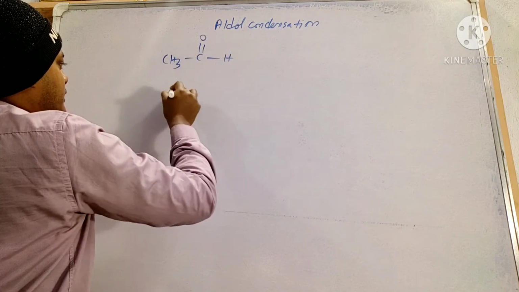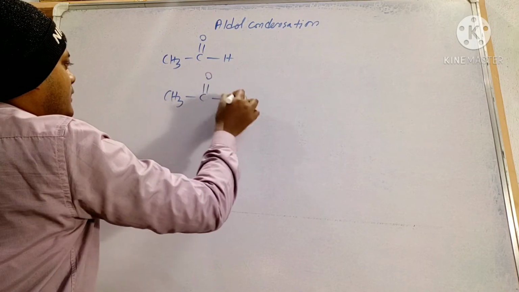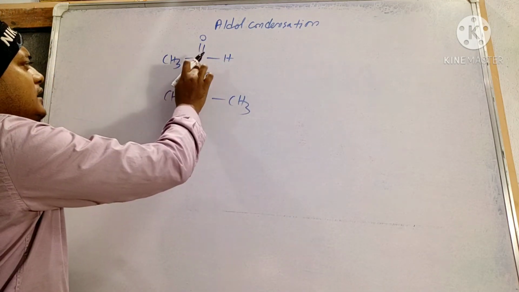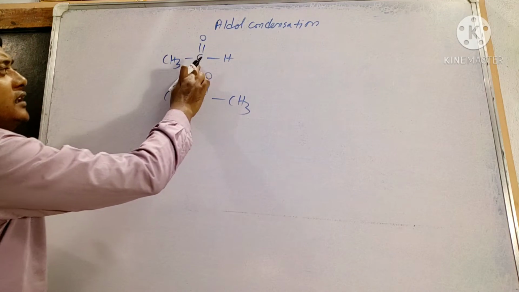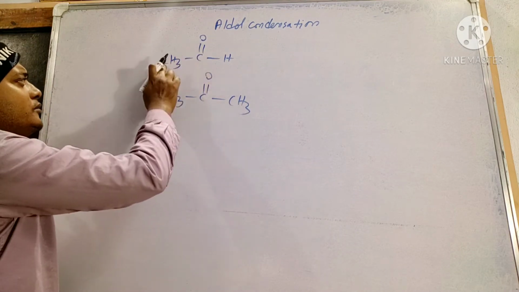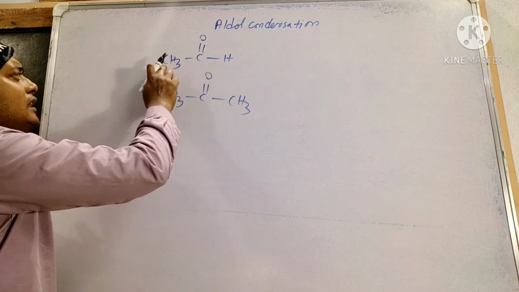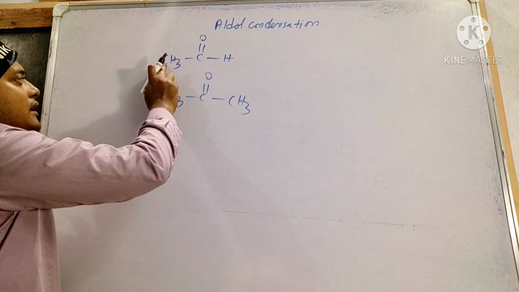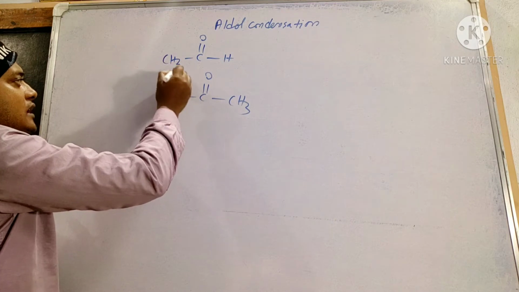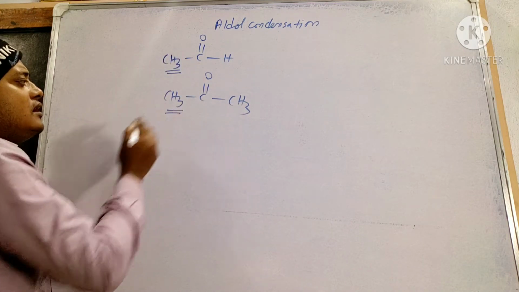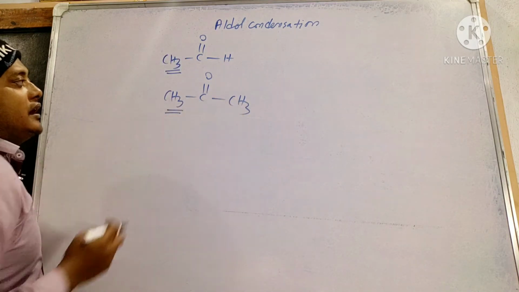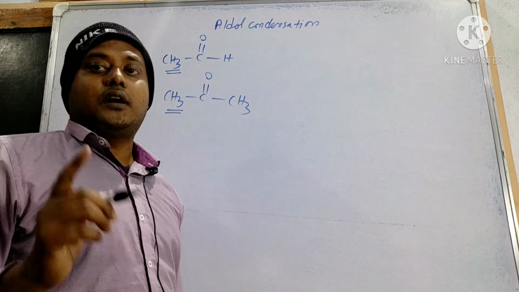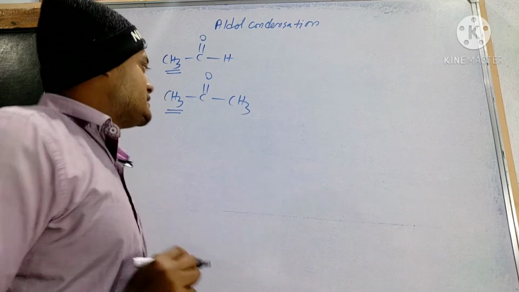Now see, for aldehyde or ketone, this one acetaldehyde, this one acetone, the functional group is C double bond O. The carbon adjacent to the functional group is the alpha carbon, and the hydrogen attached to that alpha carbon is alpha hydrogen. That one is alpha hydrogen, that one also alpha hydrogen, both sides alpha hydrogen. So aldehyde or ketone having alpha hydrogen undergo aldol condensation.